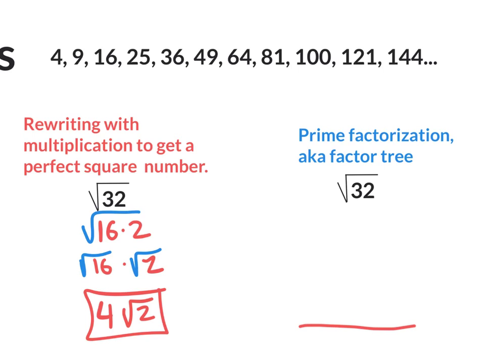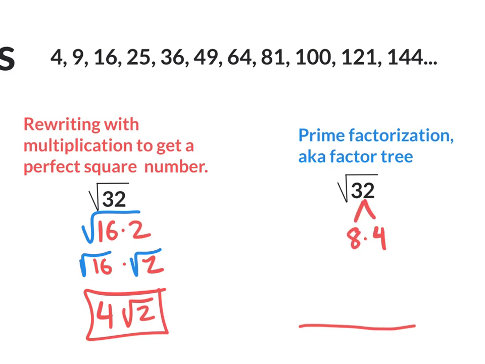We're going to do a factor tree on whatever number is here. So 32. What times what is 32? It doesn't matter. It doesn't have to be 16 times 2. What times what is 32? 8 times 4. So if you do a factor tree, 32 becomes 8 times 4.